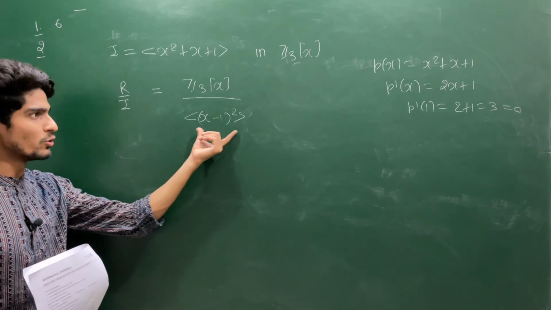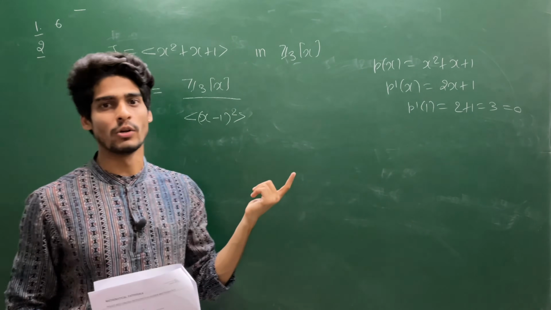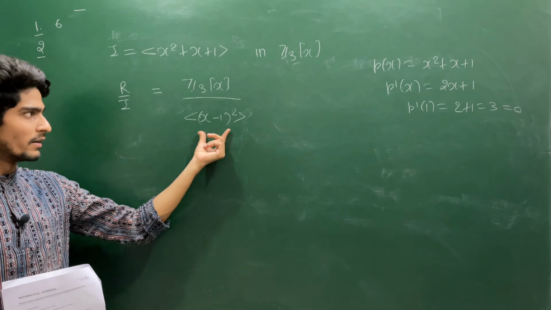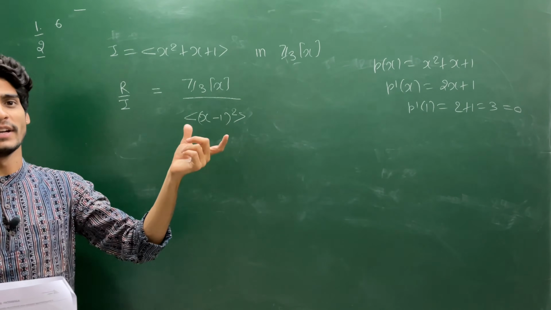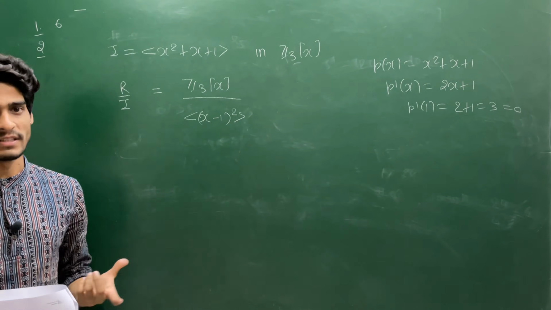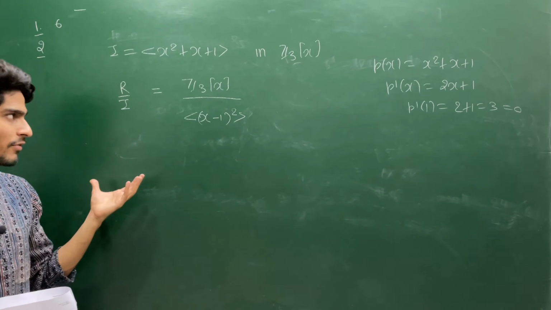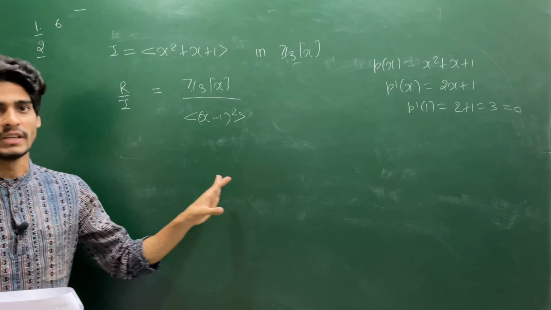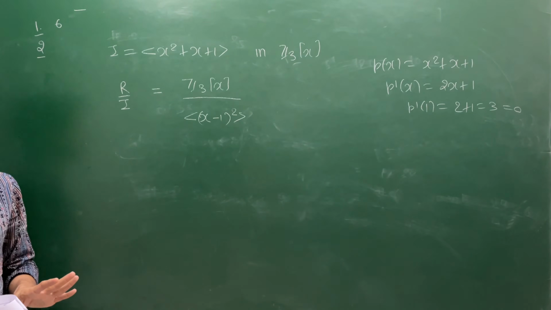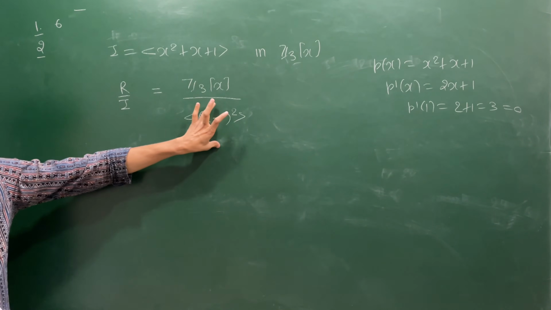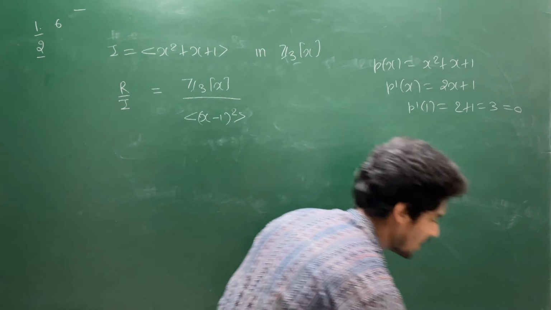Now can I use the Chinese remainder theorem here? No, I cannot use the Chinese remainder theorem, because if you write this ideal as (x minus 1) into (x minus 1), those are not co-maximal ideals. So if the definition is not clear to you, you cannot relate these things. So we cannot use the Chinese remainder theorem here. So what we need to do here, let's observe.